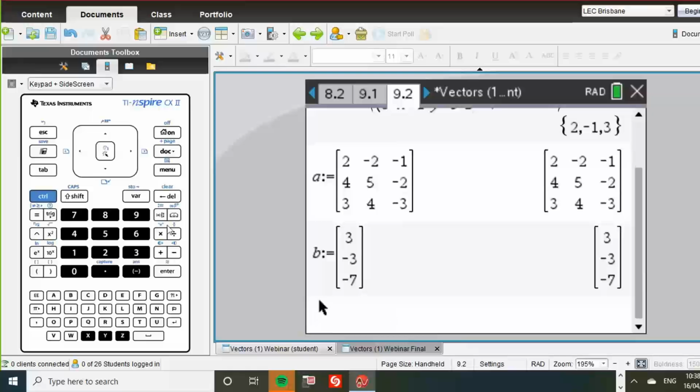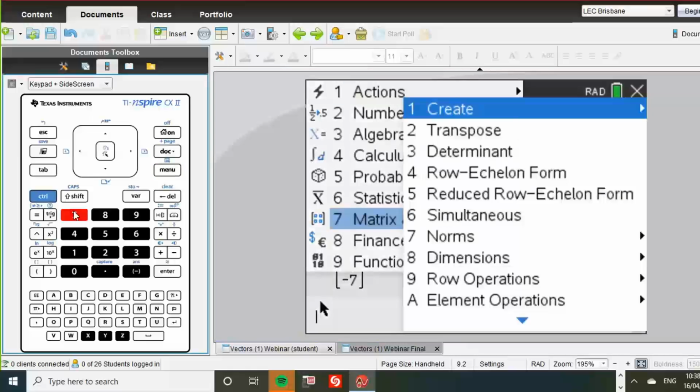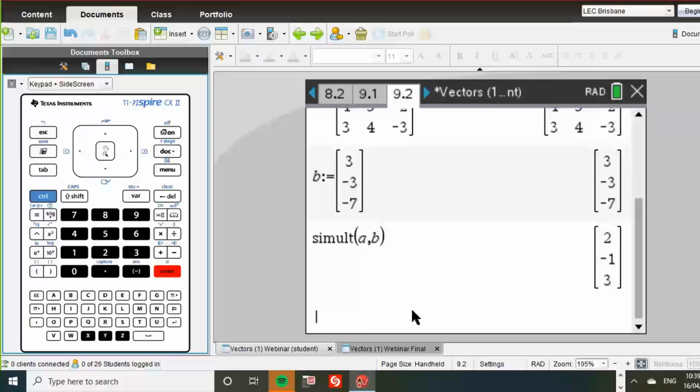The first one that I want to show you is, if you press menu 7 for matrix and vector, number 6 is simultaneous, the simult command. So if you press A, B, press enter, and there is your solution. Simultaneous is a command that works in mysterious ways. It's just a black box, out comes the answer.